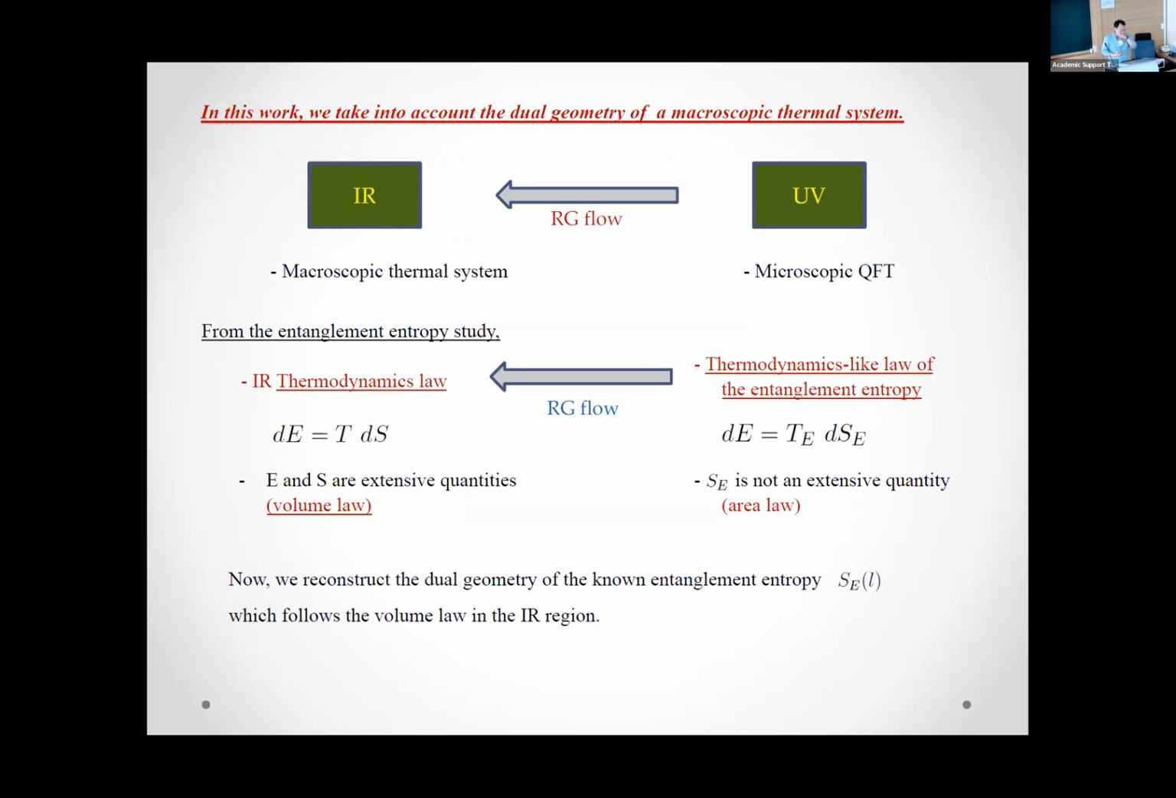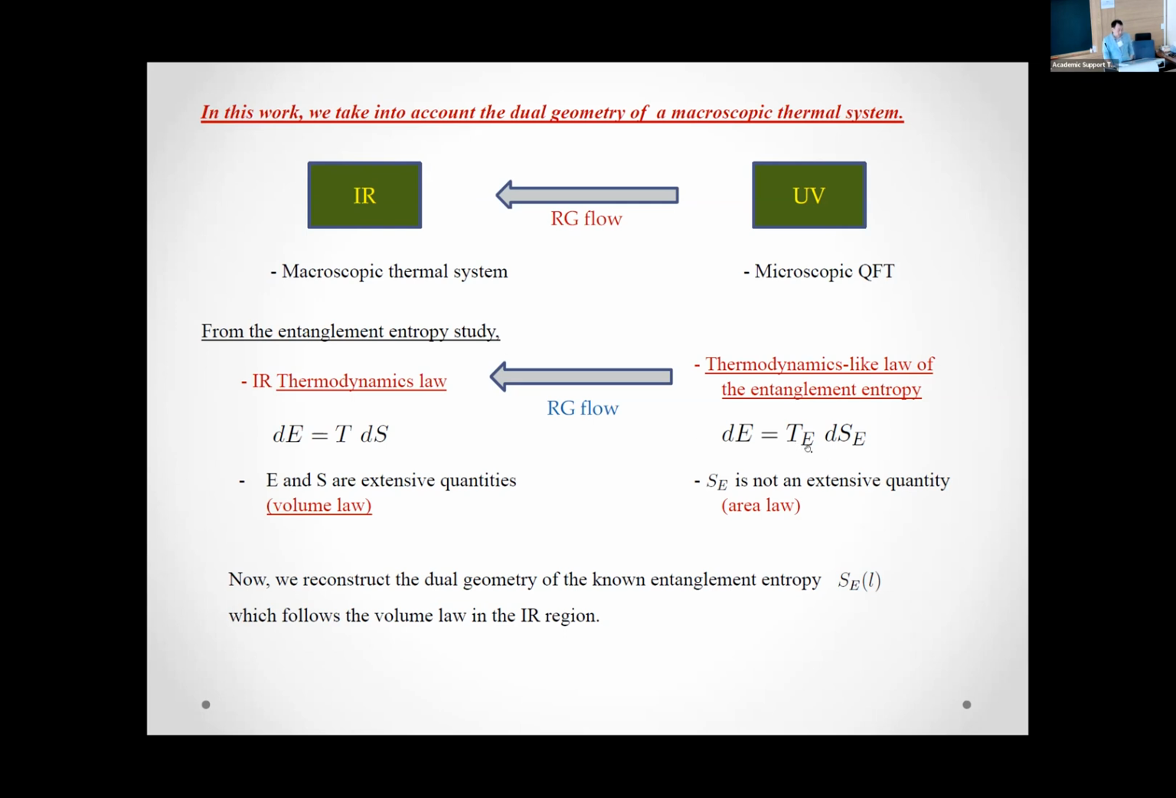Here I consider a simple example, from people considering condensed matter physics. In this case, I focus on thermodynamics. Thermodynamics can be understood as the IR physics of the quantum entanglement entropy. Usually the entanglement entropy follows a thermodynamics-like law. It is very similar to the thermodynamic relation, but in this case the temperature is not the thermal temperature. It is a new concept, comparing the increased ratio of the energy and the entanglement entropy.